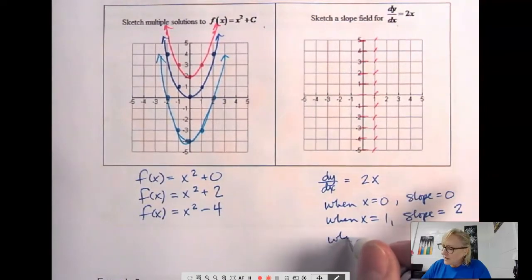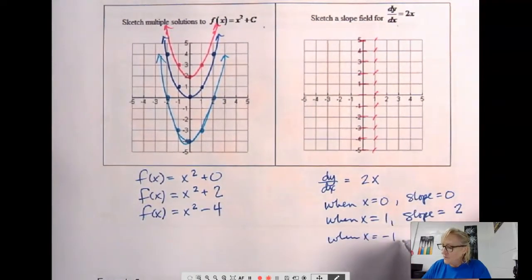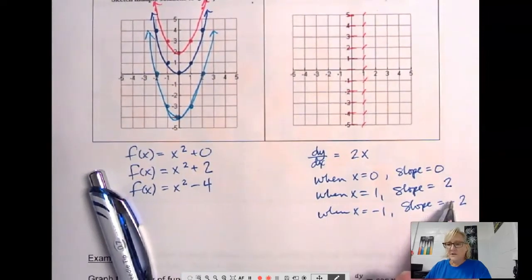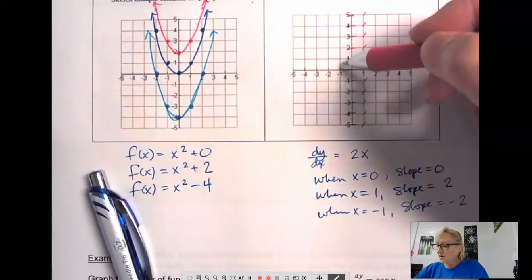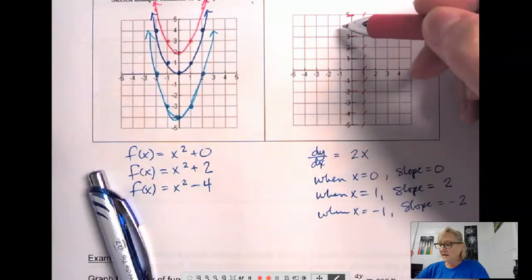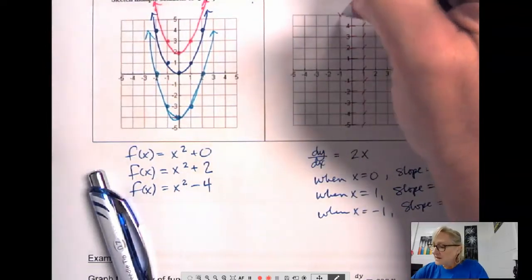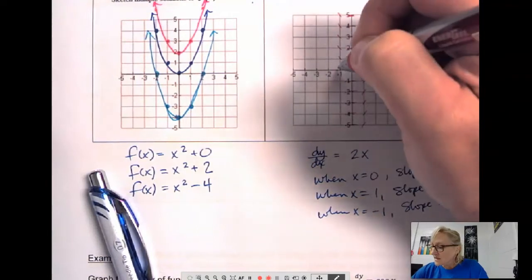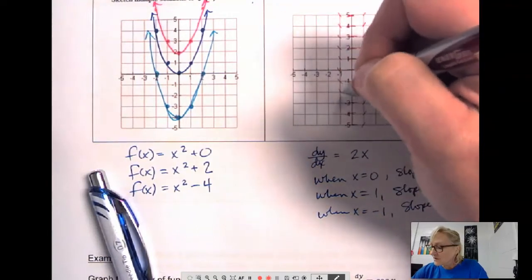When x is negative 1, all of my slopes are negative 2 because 2 times negative 1 is negative 2. So I'm going to go all up and down the graph, every place that x is negative 1, and sketch something that resembles a little segment with slope negative 2.